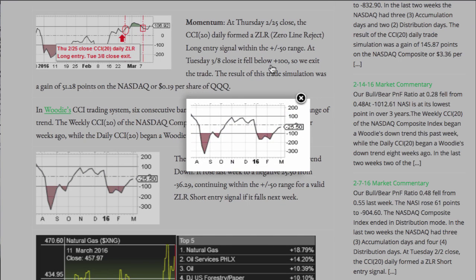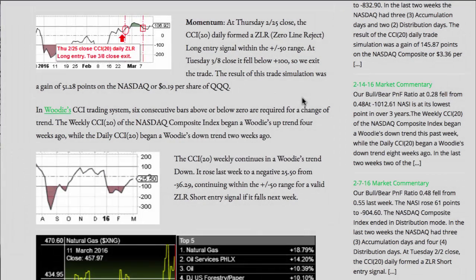The CCI 20 weekly continues in a Woody's trend down. It rose last week to a negative 25.50 from minus 36.29, continuing within the plus or minus 50 range for a valid zero-line reject short entry signal if it falls next week.